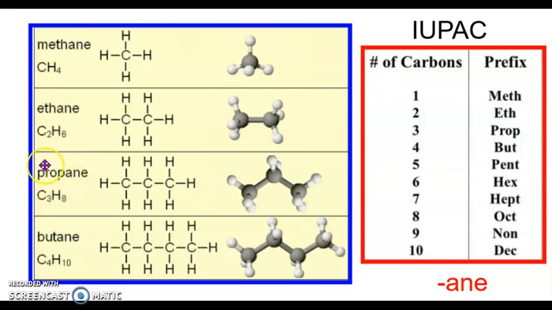Prop would mean 3 carbons. The ane means carbon-to-carbon single bonds, it belongs in the homologous series alkanes. Butane, the but represents 4 carbons. The ane represents carbon-to-carbon single bonds. And all of these will fall into the same general formula, CnH2n+2.